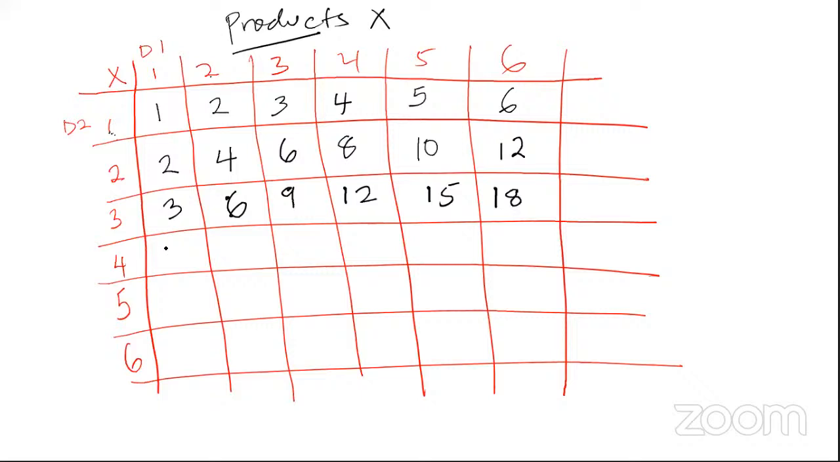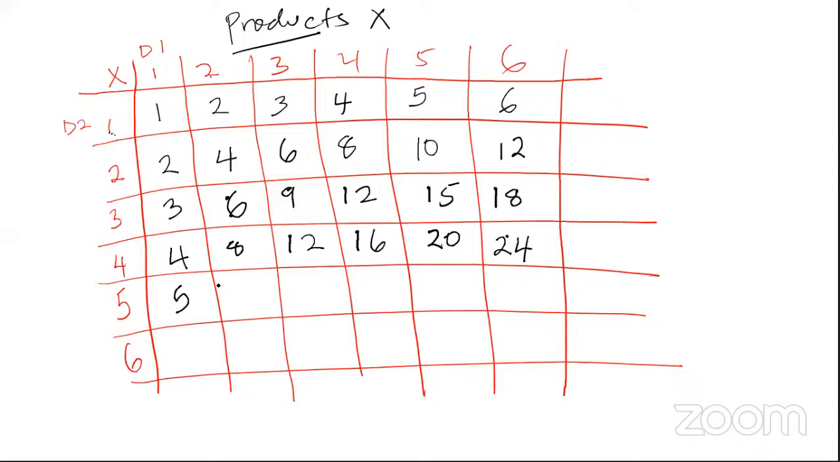Good. We come to 4. 4 times 1 is 4. 4 times 2 is 8. 4 times 3 is 12. Good. Times 4 is 16. Times 5 is 20. 4 times 6 is 24. We go to 5.